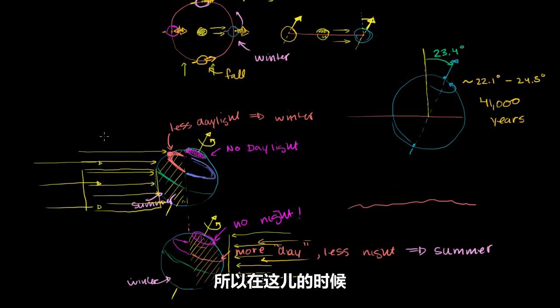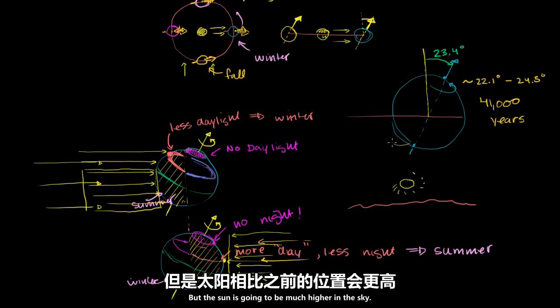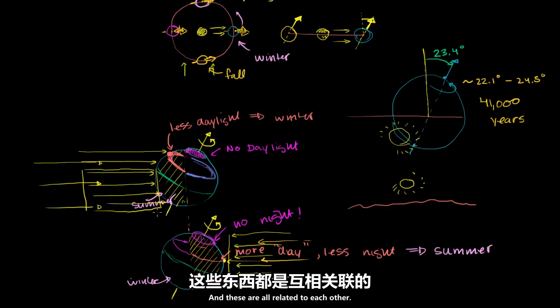So maybe right over here, when we're closest to the sun in the winter, the sun might be right over here. But if you look at that same latitude in the summer, when it is closest to the sun, the sun is more close to being directly overhead. It still won't be directly overhead because we're still at a relatively northern latitude, but the sun is going to be much higher in the sky. And these are all related to each other. It's connected with this idea that more energy is hitting one hemisphere or the other.